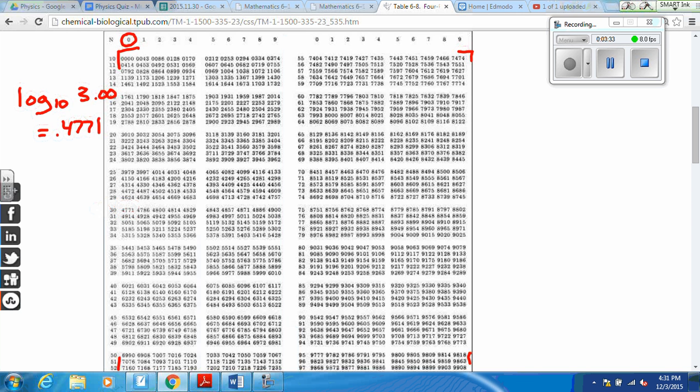Notice there are some implied decimal points here. It is implied that there's a decimal point between the first and second digits there, and it is also implied that all of these logarithms have a decimal point preceding them.